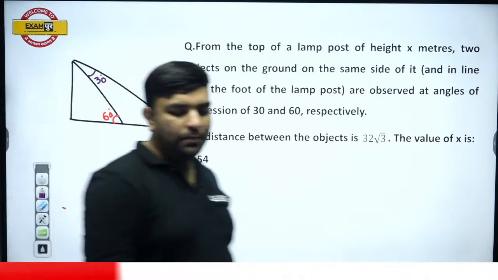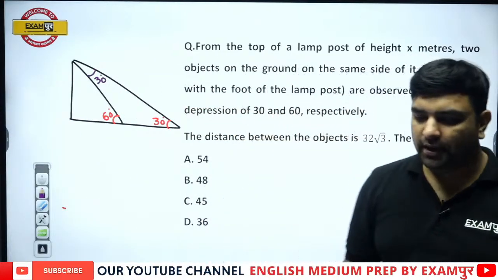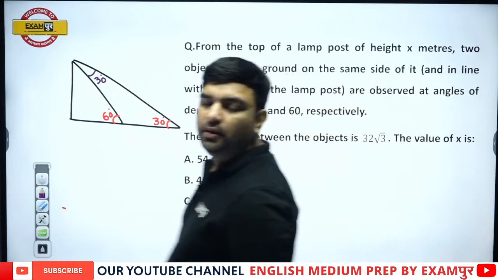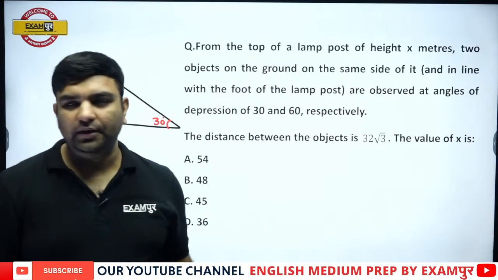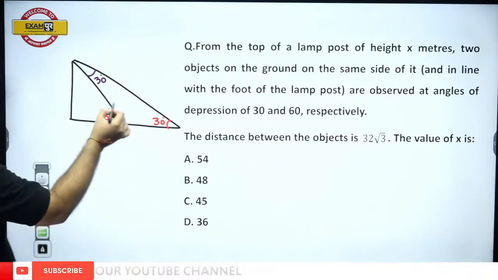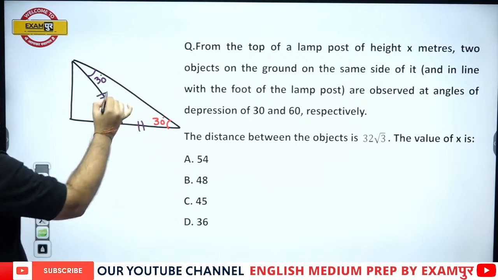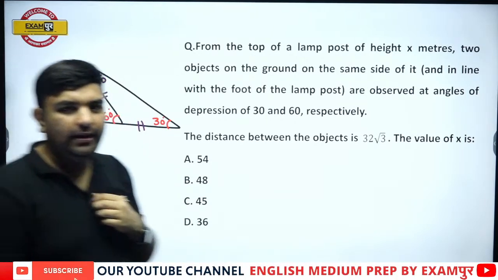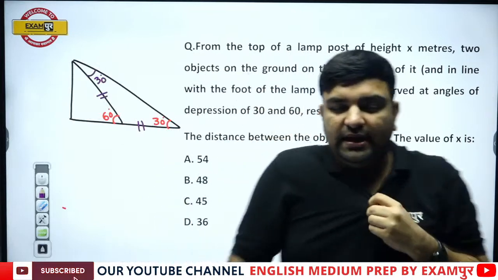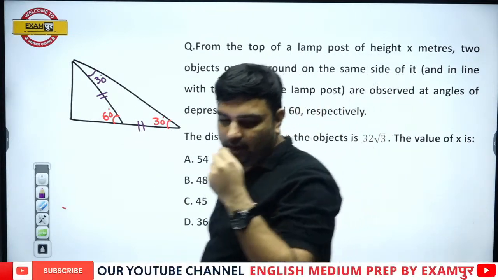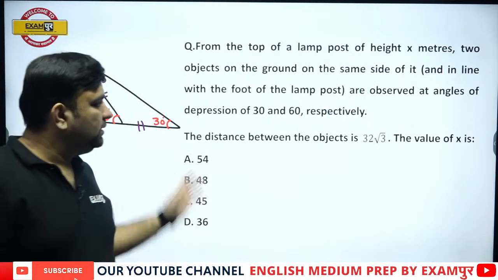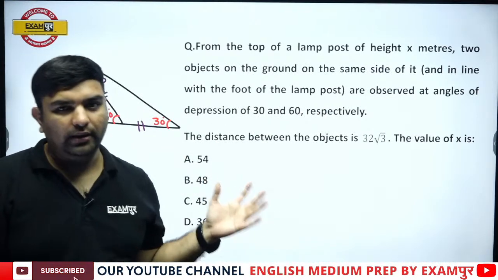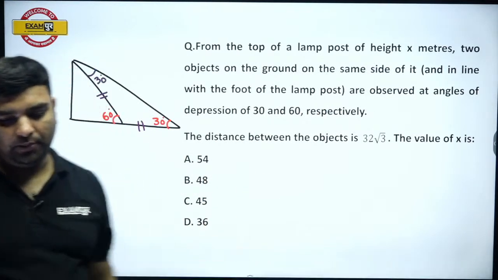So a problem of two triangles is being converted into a problem of one triangle, because these two sides have become equal. Equal sides are opposite equal angles. So we have converted a two triangle problem into a single triangle problem.